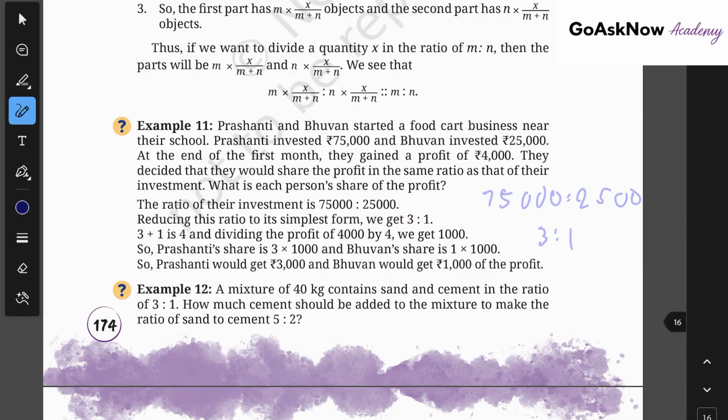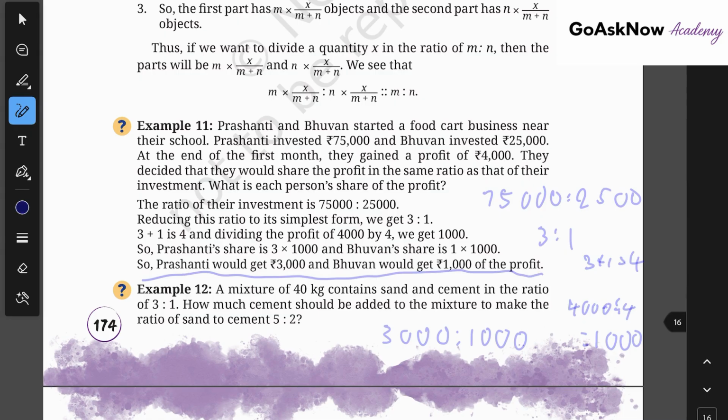So Prashanti has 3 groups and Bhuvan only has 1 group. So the total groups is 3 plus 1, which is 4. And you do 4,000 divided by 4, so one group is 1,000. So Prashanti has 3 groups, 3 times 1,000 is 3,000. And Bhuvan only has 1 group, so 1 times 1,000 is 1,000. So they should share the profit with Prashanti getting 3,000 and Bhuvan getting 1,000, as shown here.